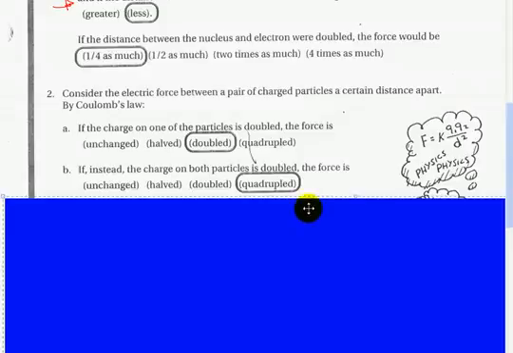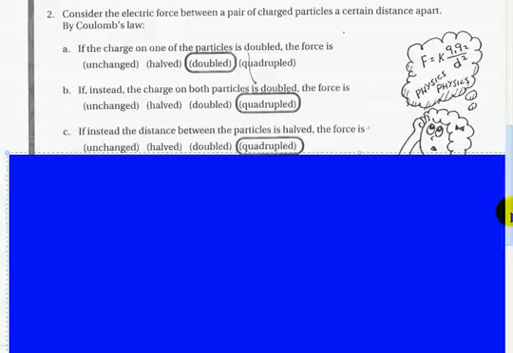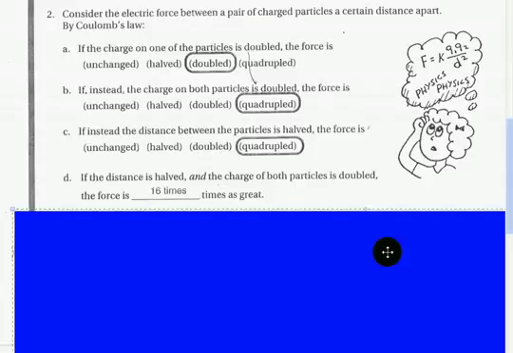If instead the distance between the particles is cut in half, what's going to happen to the force? It's going to still be quadrupled because what's 2 squared? 4 times as much. What if we cut the distance in half and we double the charge? It's going to be quadrupled and quadrupled, which is 4 times 4, 16 times as great. Because if the distance is half, you're going to have 4 times the force, and you double the charge, which is 2 times 2, that's also 4 times as much, so 4 times 4 is 16. And there we have it.